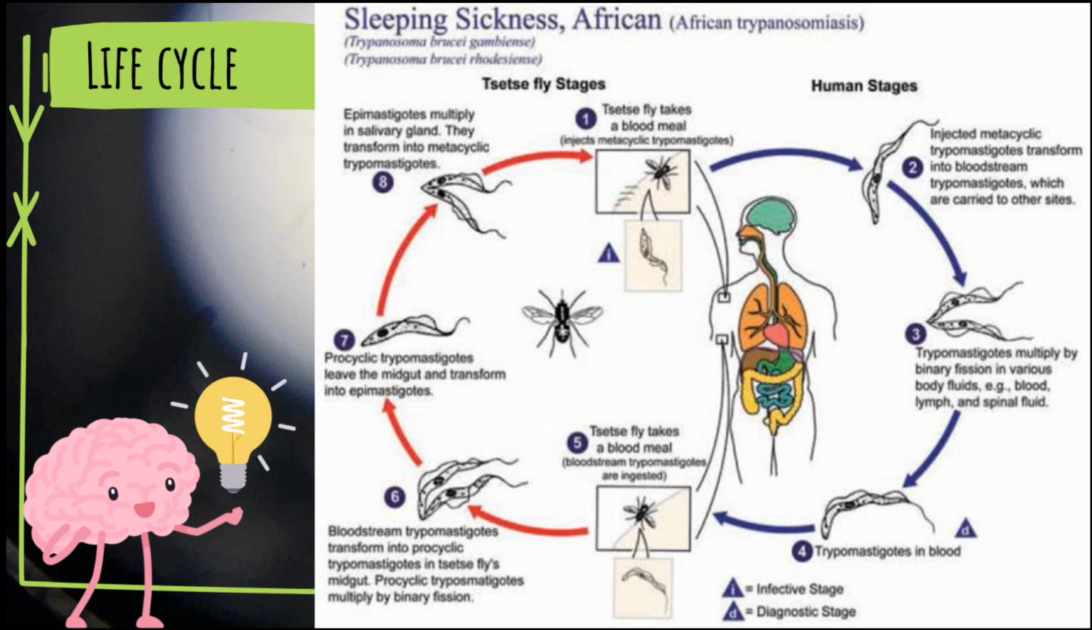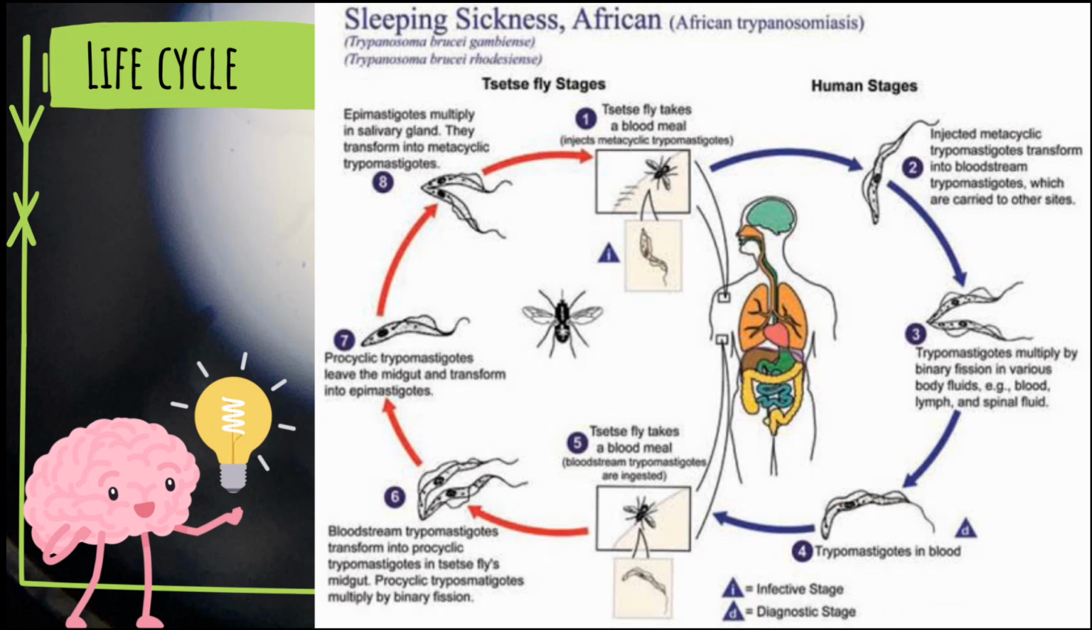And then after that, the trypomastigotes multiply. So it multiplies by binary fission. So it divides its own body to multiply in your bloodstream or in your body fluids. And then, so that's it. The trypomastigotes are in your blood.